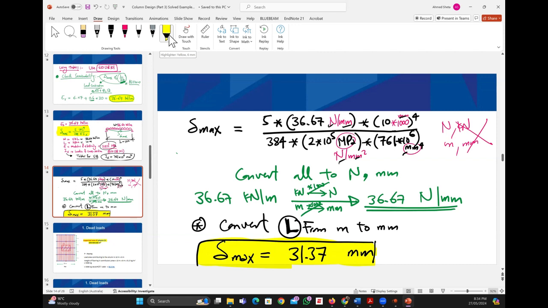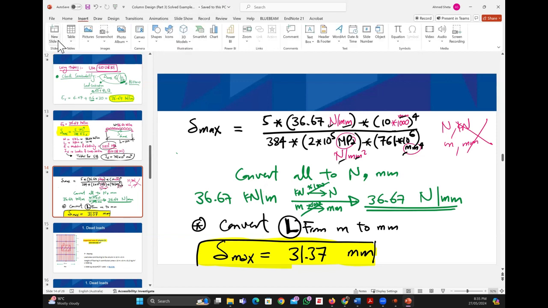Is it logical to have a deflection in meters, like 31 meters? This means that the beam would reach the ground or go under the ground. So 31 meters is not a logical number. Anyway, what is the next step after we find the maximum deflection?